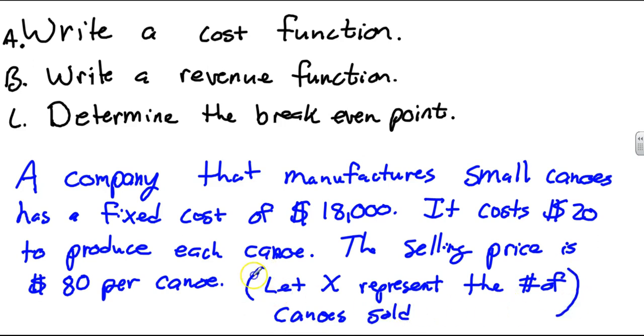Okay, so there's our big word problem. They're going to ask you to do 3 things. Write a cost function, write the revenue function, determine the break-even point. And they do tell you at the end to let x represent the number of canoes, so that makes this thing balance out. So you're kind of knowing what you're looking for.